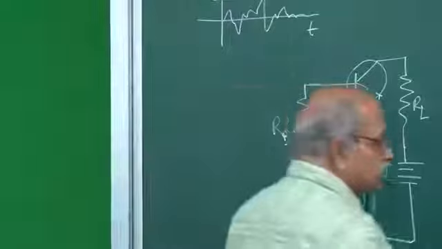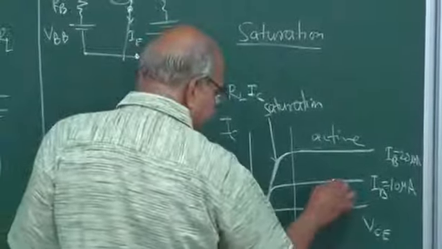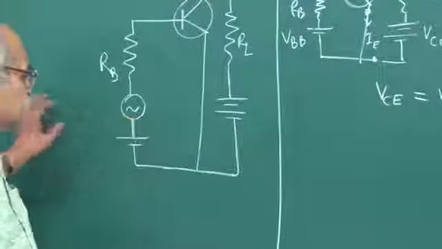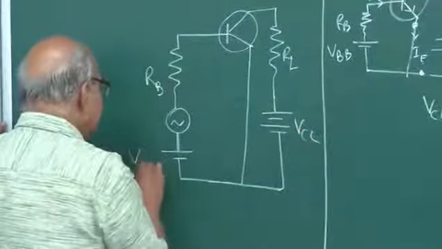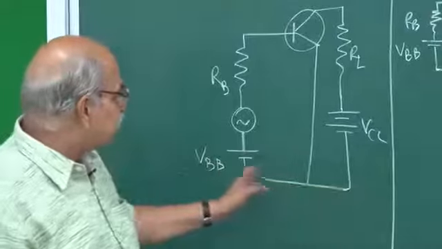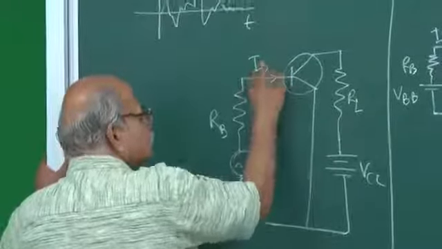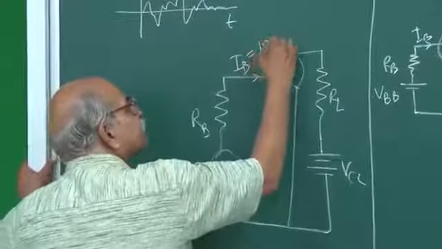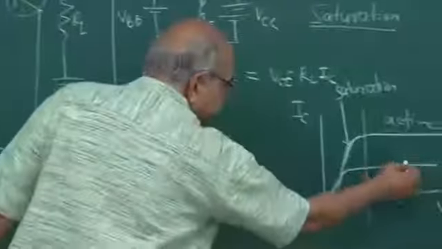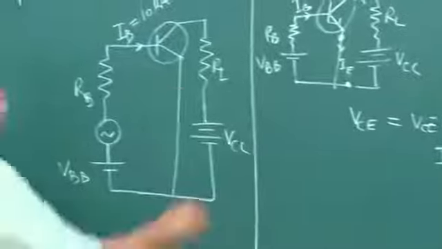Okay. So in this diagram, let us say I am somewhere here, when there is no signal. That means when this signal is 0, then this VCC and this VBB have such values that the base current is, this is the base current, say 10 microamperes, and this VCE is something, maybe let us say 4 volts. So this VCE is 4 volts from here to here.